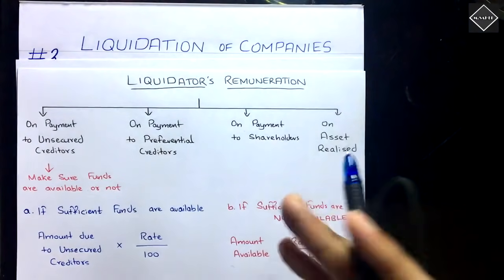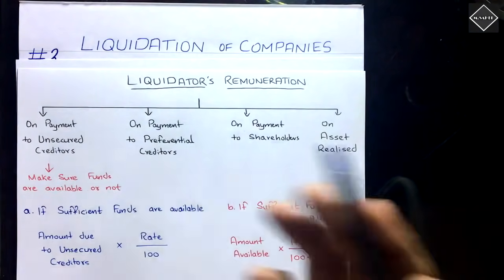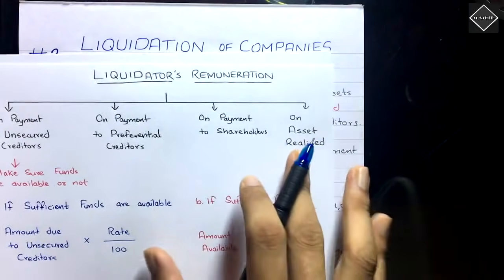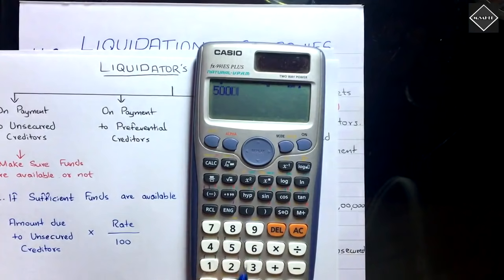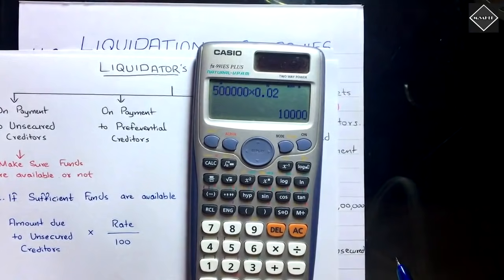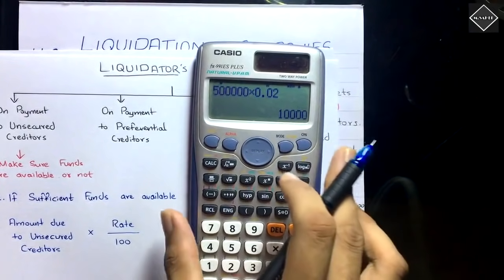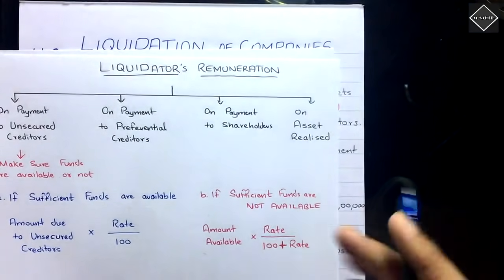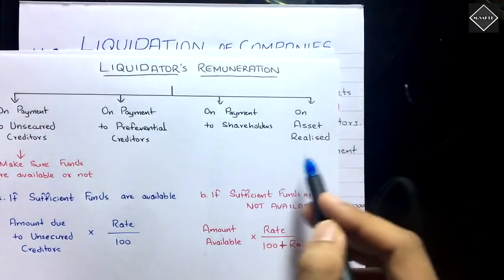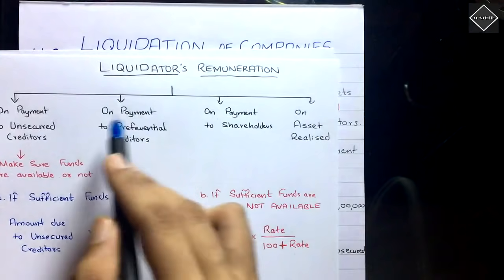But here it's simple, you can easily do the calculation, just calculating the percentages, that's it. For example, if the assets realized are 5 lakh, and let's say the commission is 2%, how are you going to calculate? 5 lakh into 0.02, that's 2%, which equals 10,000. So 10,000 will be paid to the liquidator as his remuneration on assets realized. Simple. This is how you calculate directly when you are calculating on assets realized or on preferential creditors.